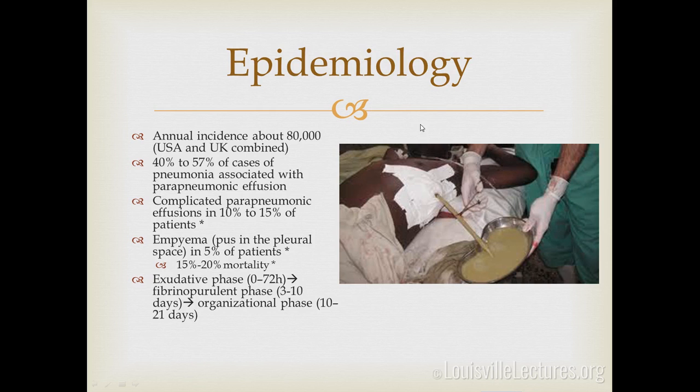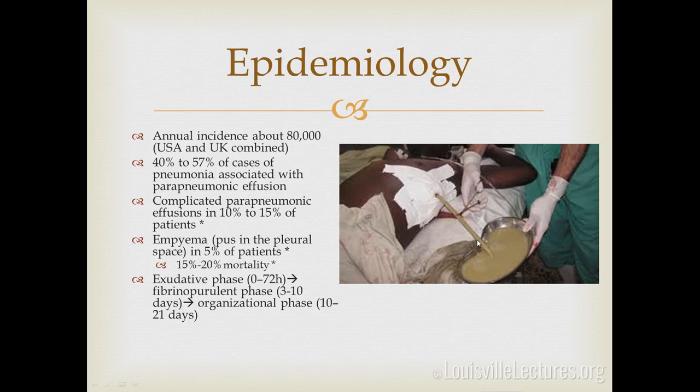And the answer is given right here. The presence of pus in the pleural space is empyema. We don't care what the pH is. We don't care what the cell count is. We don't care what the LDH is. We don't care what the glucose is. All those help us manage empyemas, but they don't confirm or diagnose empyema. So that's an important issue.